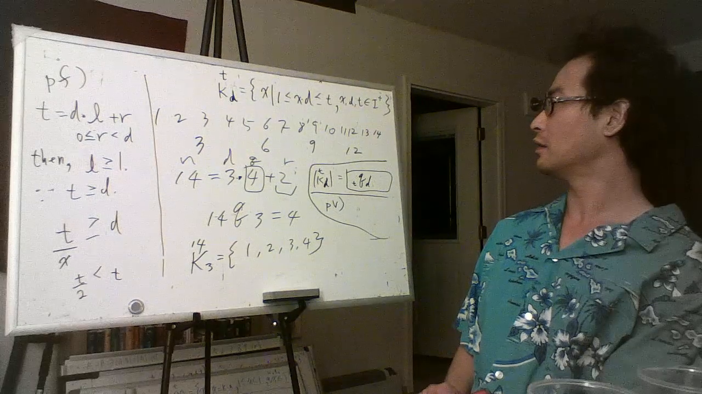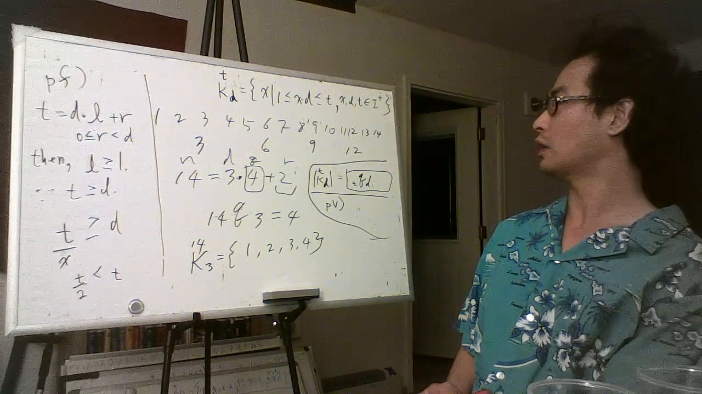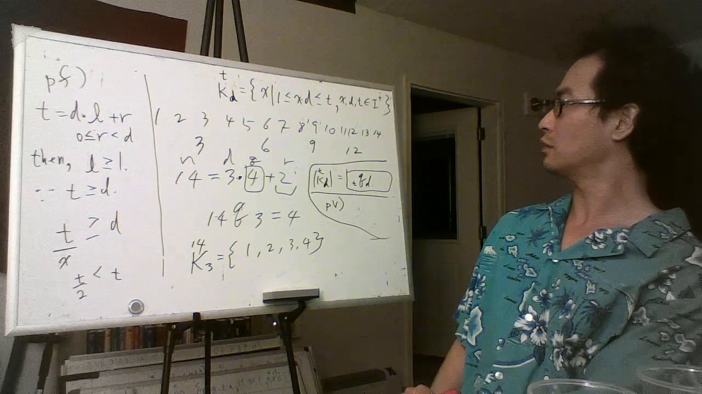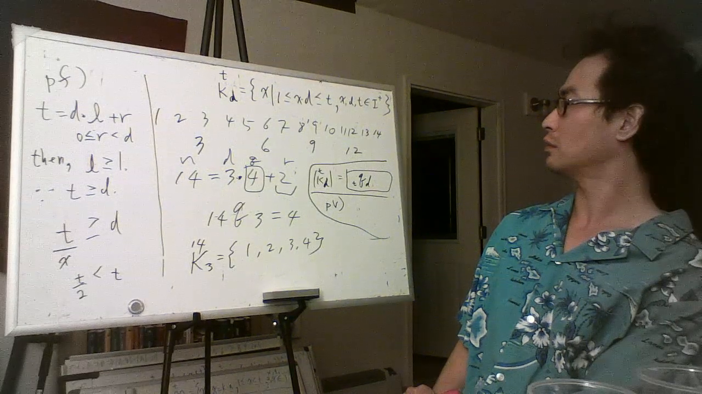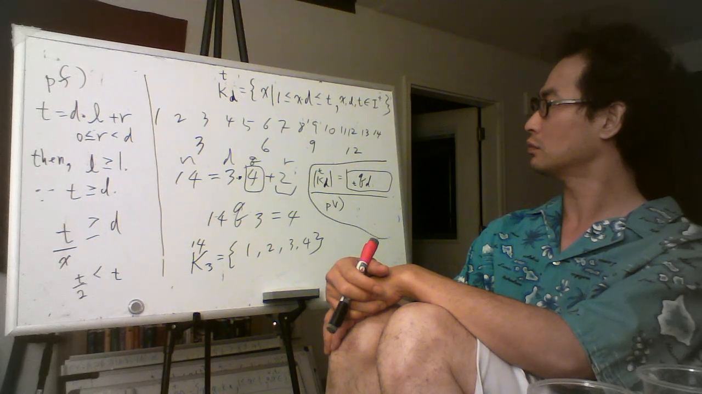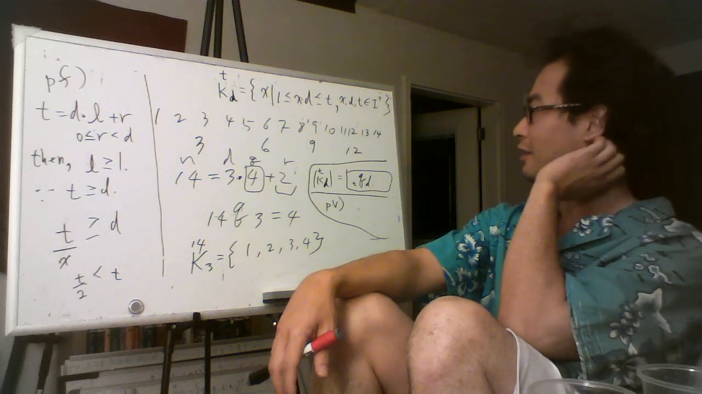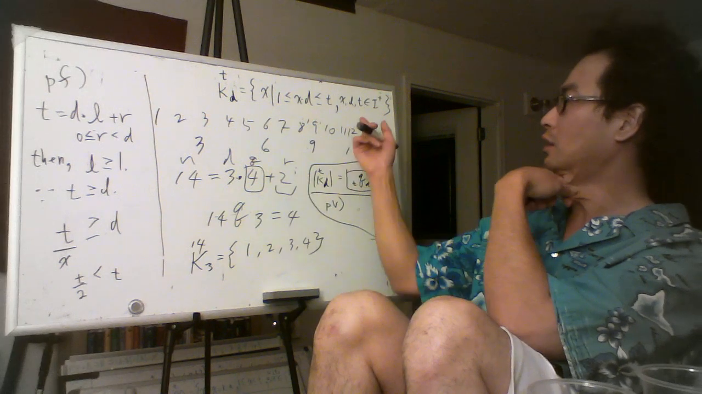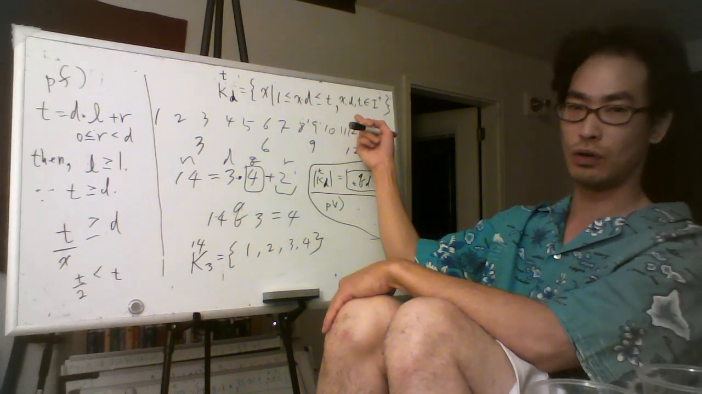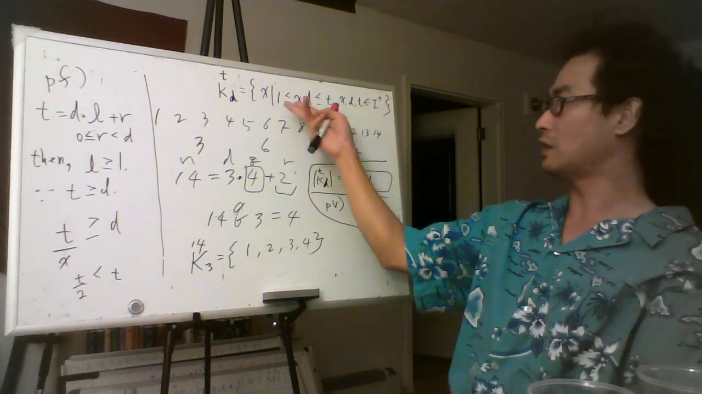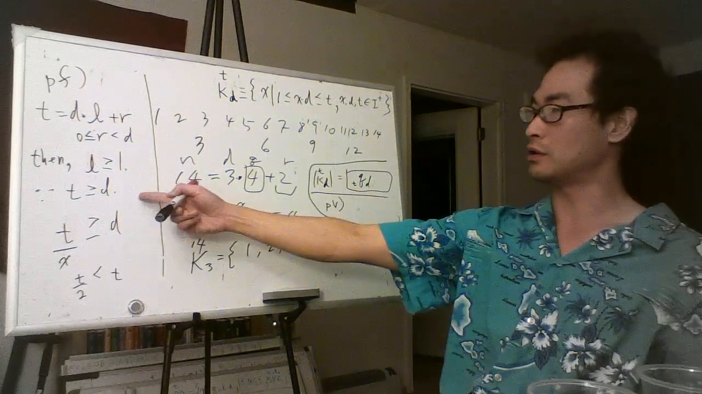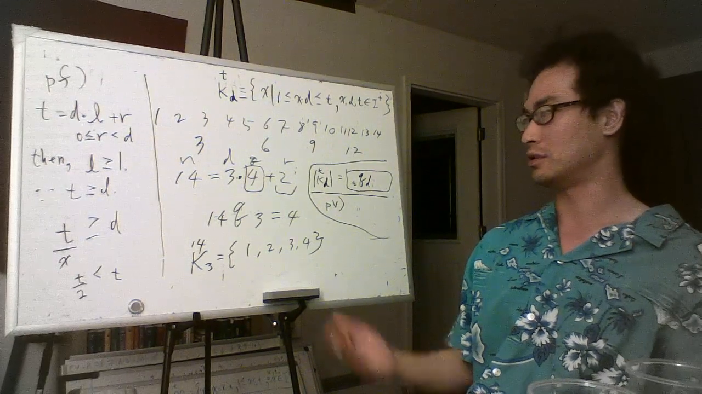Wait a minute. I think that's true, because if X is one, what if X is two? Should we condition such that T is bigger than D, or at least D? Should we make that another condition here, or is this enough? Because I want this definition to be as simple as possible. Does it become redundant if we add that condition? Is it necessary, or just syntactic sugar?